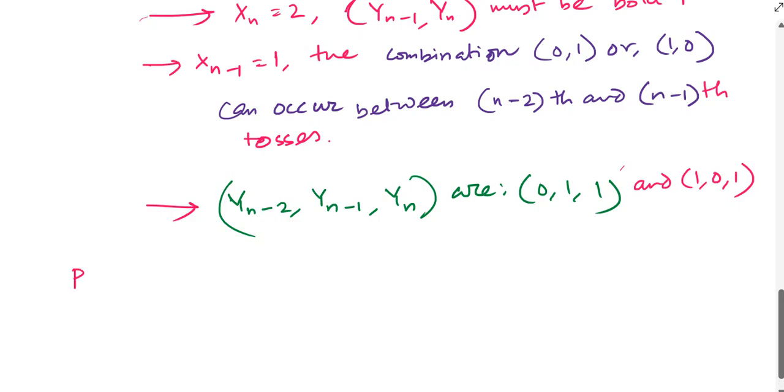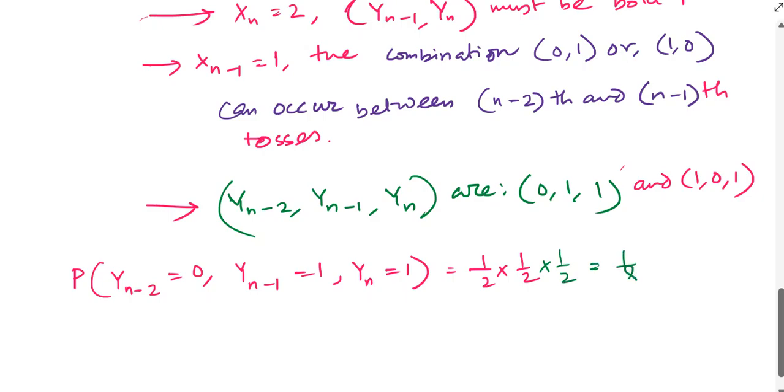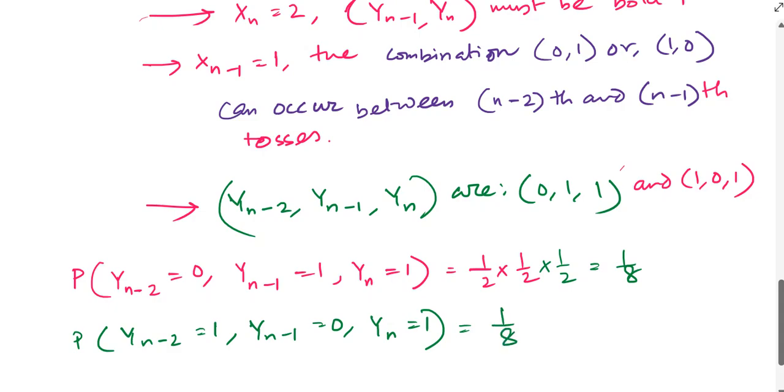probability of Y(n-2) equals 0, and Y(n-1) equals 1, and Y(n) also equals 1. So that is half into half into half, that is 1 by 8. So probability of Y(n-2) equals 1, and Y(n-1) equals 0, and Y(n) equals 1. That is also half into half into half, that is also 1 by 8.